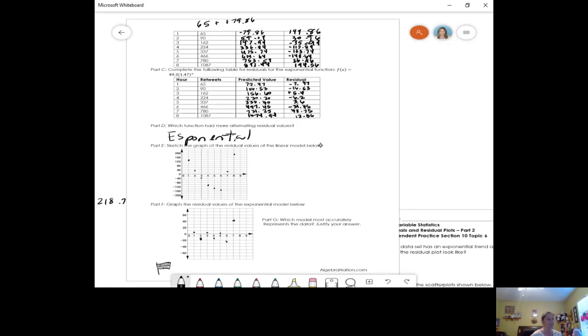All right, so as you can see, the question G says, which model most accurately represents the data? Justify your answer. So remember, the closer those points are to 0, the better the fit. So this would be exponential, because they are closer to 0. All right, so that is 10-4.